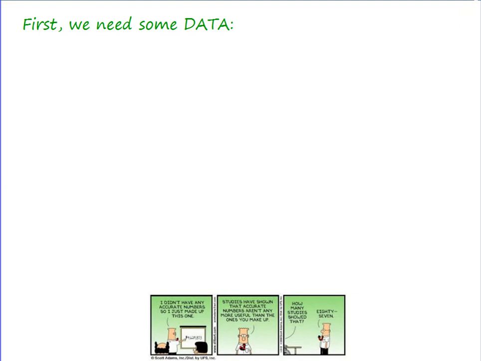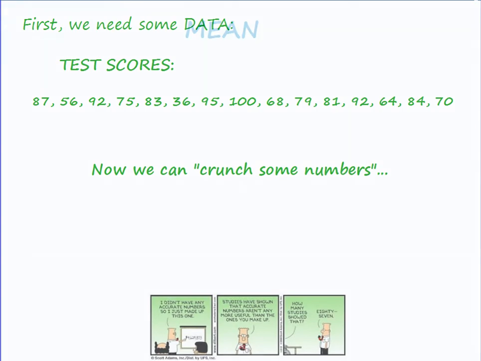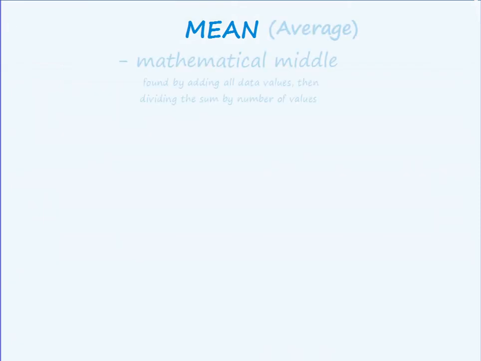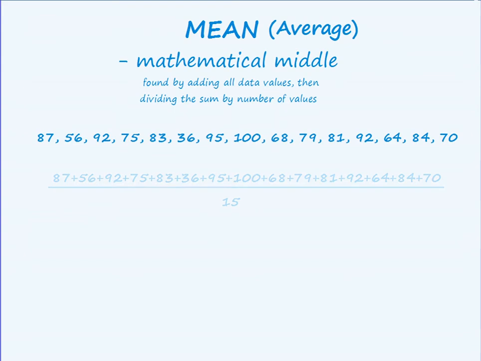So to show you mean, first we need some data to work with, and we found a list of 15 different test scores from a single class. Now we can go ahead and crunch our numbers. The mean for these test scores, again, is found by adding all the test scores together, and since there's 15 of them, we're going to then divide that sum by 15.